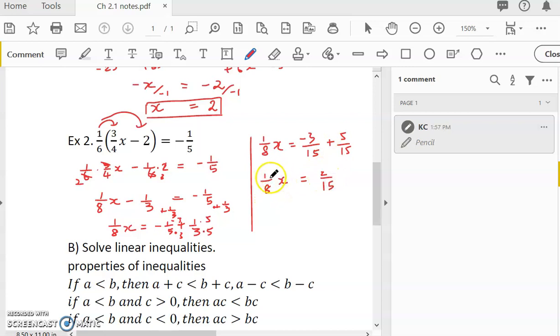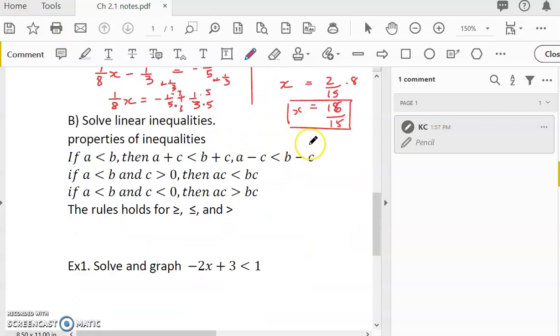Now I have one term equal to one number. So I multiply both sides by 8, right? To clear this, so x would equal 2 over 15 times 8. That means 8 over 1. So it's 16, not 18. 16 over 15, and that's the answer. When you have x equal to a number, that is the answer. If you want to, you can plug it in to check, but I'm just going to move on.